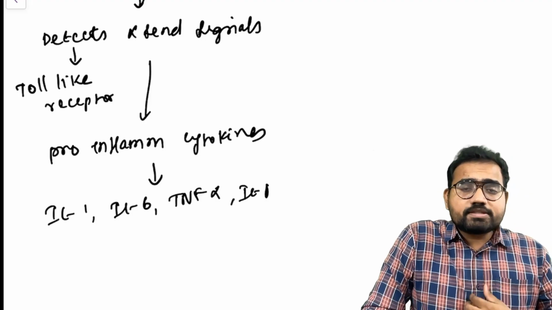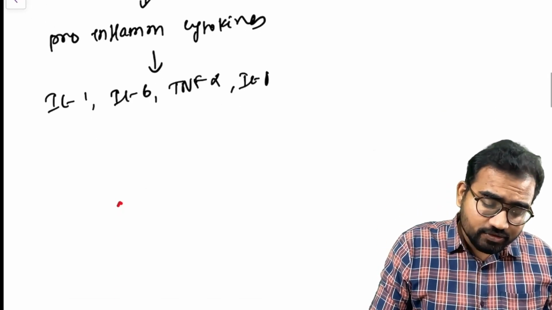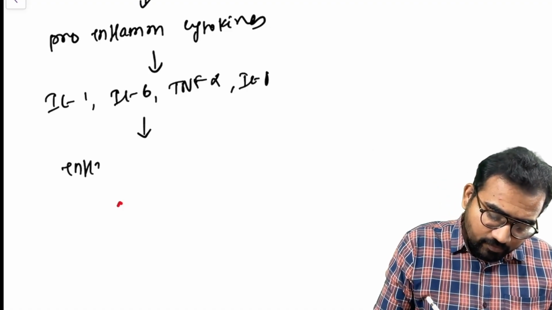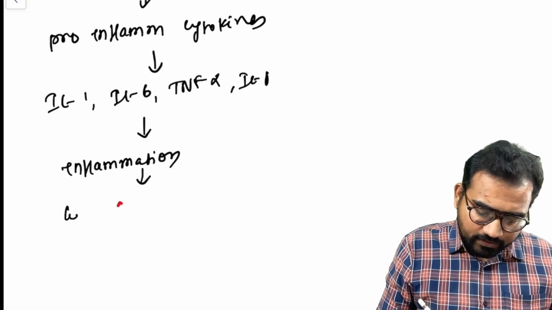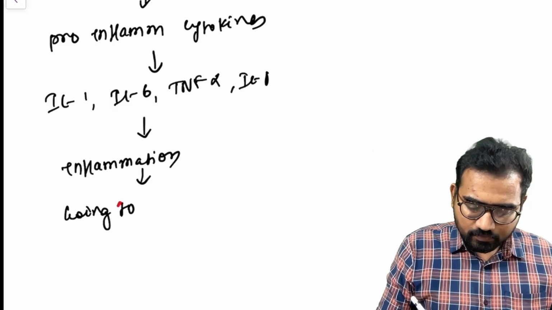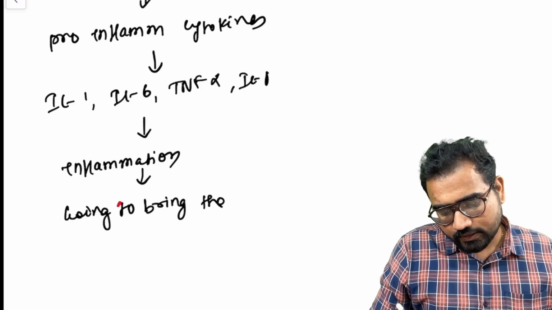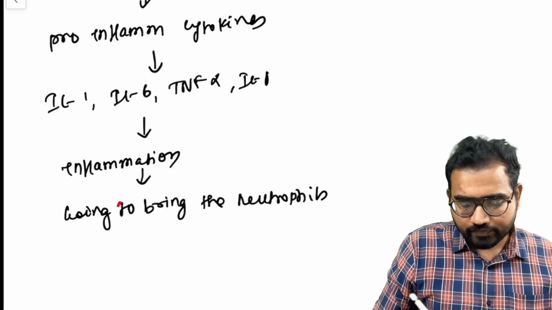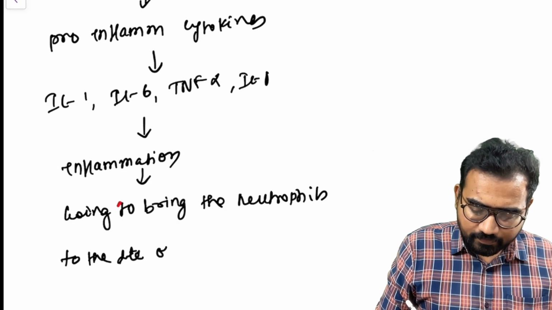All these are going to bring the neutrophils to the site of infection. They are going to produce inflammation and bring the neutrophils. This is the first line of defense at the site of bacteria.